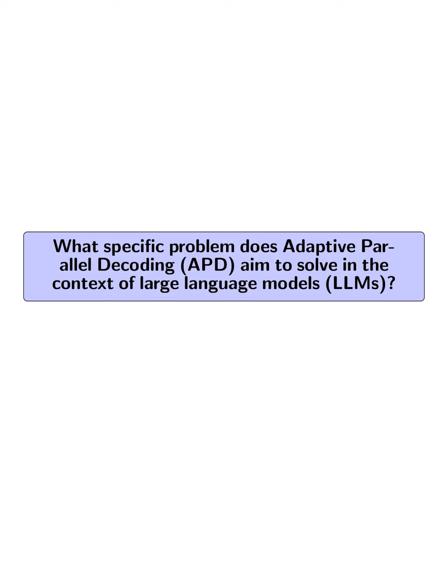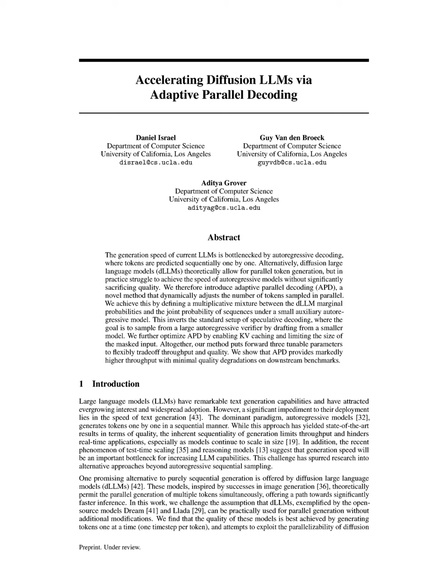What specific problem does adaptive parallel decoding, APD, aim to solve in the context of large language models, LLMs? Adaptive parallel decoding, APD, aims to address the challenge of balancing speed and quality in the text generation process of diffusion large language models, DLLMs.